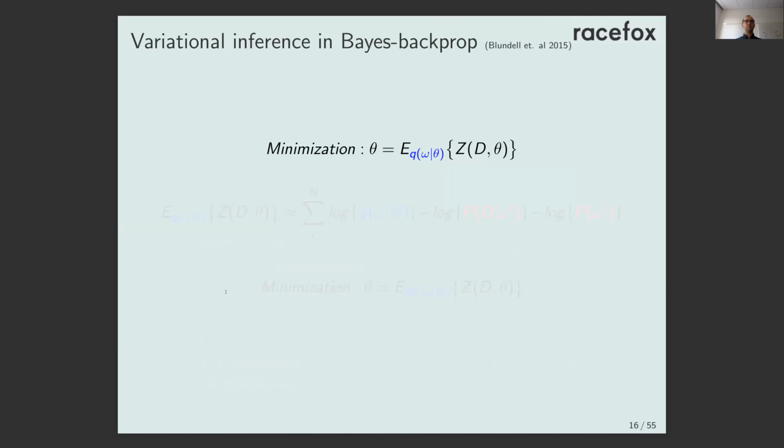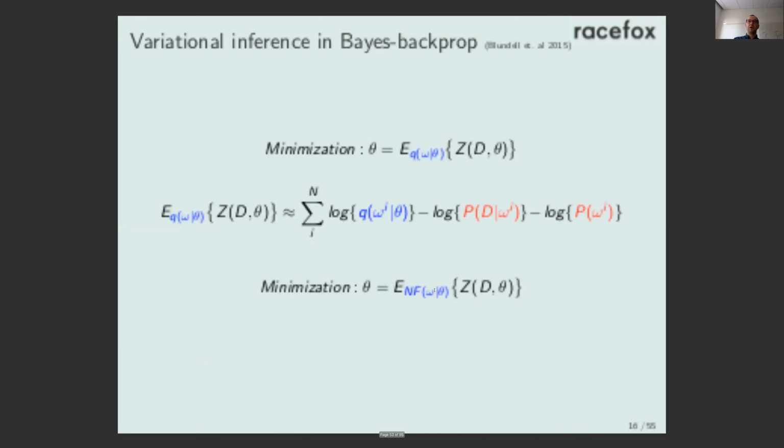And as we stand now, I'm trying to modify the Bayes backprop by not using a simple variational distribution Q of omega given theta and estimating the uncertainty of the expectation like this, but I'm trying to use a normalizing flow for that. And the reason why I'm doing this is that when you use a variational distribution, you have to come up with a very simple one.